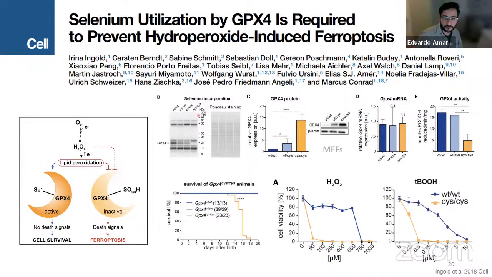So they looked at whether this mutation would affect GPX4 expression. By RNA levels, there is no change. However, when they looked at protein levels, they saw more protein for GPX4. However, when they looked at the activity of this GPX4, the activity was reduced. So basically, the incorporation of selenium in this enzyme is important for its activity. And of course, when they stimulated these cells with compounds that are known to induce necrosis, these cells were extremely susceptible to undergo death. And the mice that actually display this mutation die quickly, suggesting that the activity of GPX4 is fundamental for cell survival.